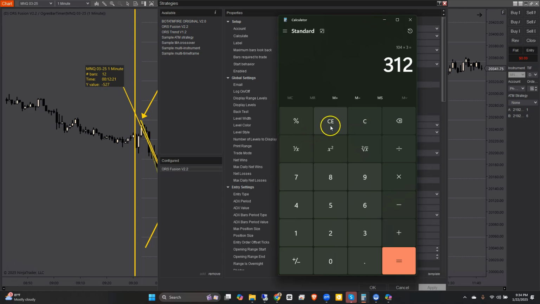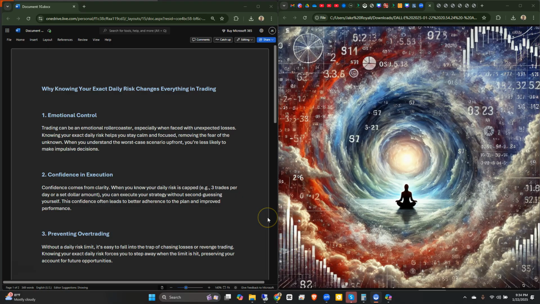And I do want to talk about one more thing before we go. So I work with ChatGPT a little bit on some images and basically why knowing your exact daily risk changes everything in trading. Because it really has for me. I am so much more comfortable now throughout the trading day knowing that it's impossible for me to lose more than 3 trades, 3 net losses in any particular day.